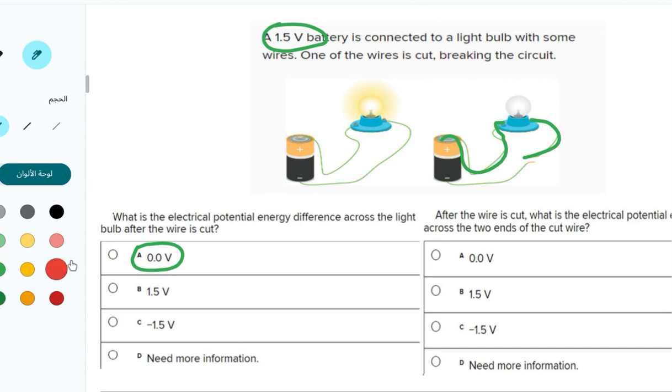Let's change colors here and look now at this. After the wire is cut, the electrical potential energy difference across the 2 ends of the wire. So now we have 2 ends of the wire, both connected to different ends of the battery, which means we can now measure the potential energy difference of this battery, which we know is 1.5 volts, and we know this because of the reading here. So when we are measuring from the ends of the wires, those are just acting as extensions of the battery.